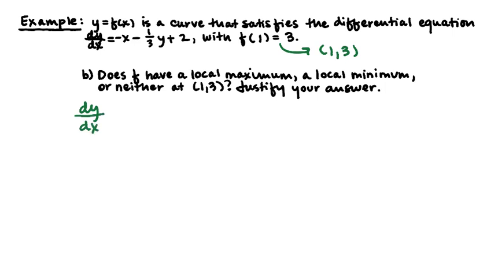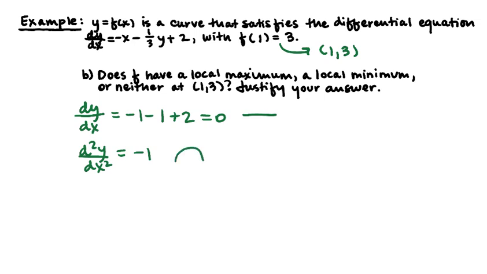Based on what happened when I substituted on dy/dx in part A, I think it's going to come back 0. But, always good to check. dy/dx is negative 1 minus 1/3 of 3 plus 2, which is equal to 0. Now, the second derivative in part A, we showed to be negative 1. So I'm going to say, okay, I'm considering the fact that it's flat, while concave down, which means it's hit a local maximum.